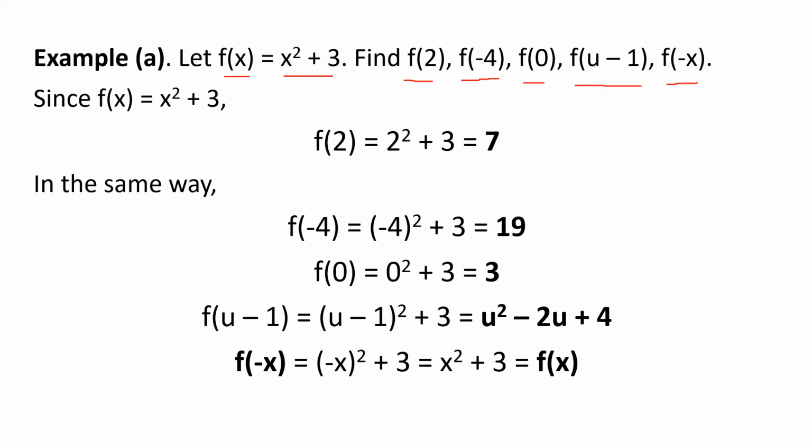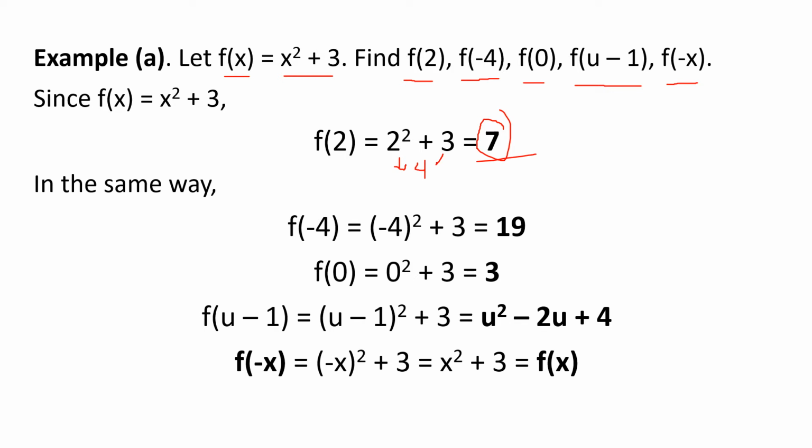Or by simply putting 2 as a value of x in the given function. That's why f of 2 is equal to 2 squared plus 3, which is equal to 7. Why do we come up with that 7? Because 2 squared is equal to 4, plus 3 is equal to 7. So this part is equal to 4, and 4 plus 3 is equal to 7.